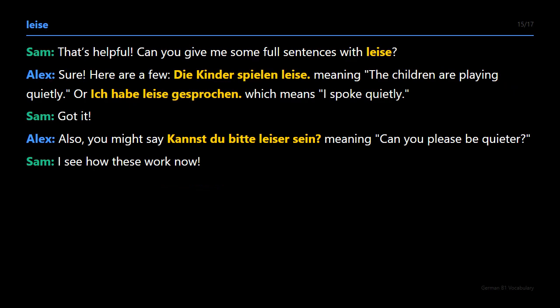That's helpful. Can you give me some full sentences with leise? Sure. Here are a few. Die Kinder spielen leise. Meaning the children are playing quietly. Or, Ich habe leise gesprochen, which means I spoke quietly. Also, you might say, Kannst du bitte leiser sein? meaning can you please be quieter? I see how these work now.